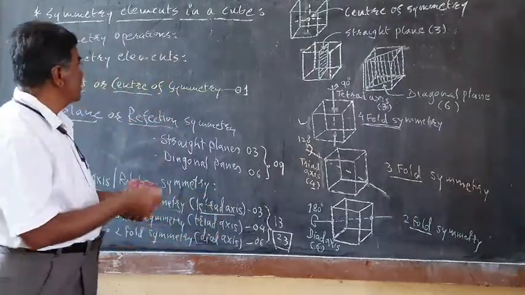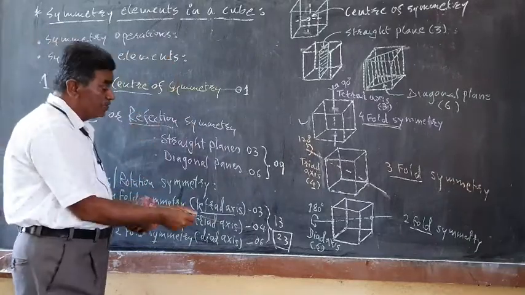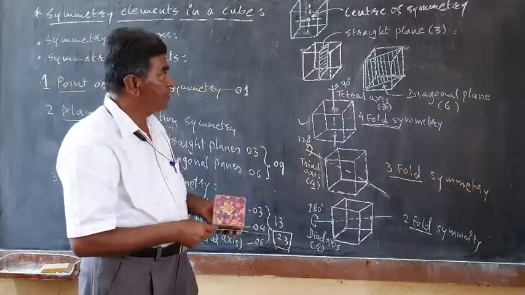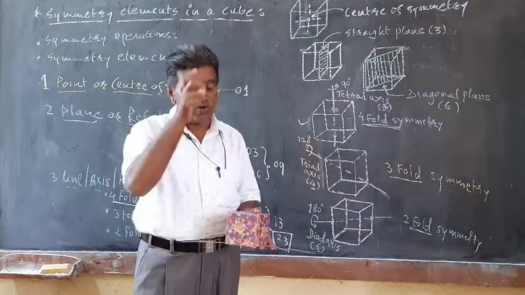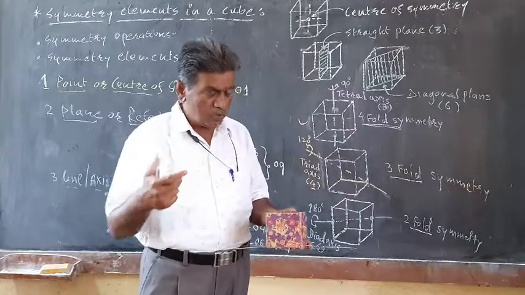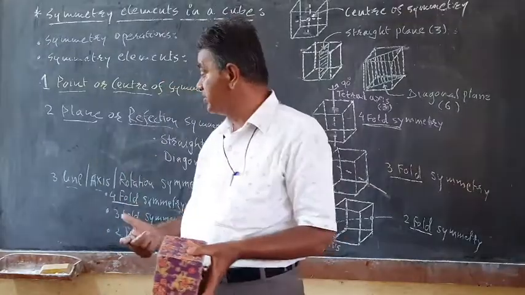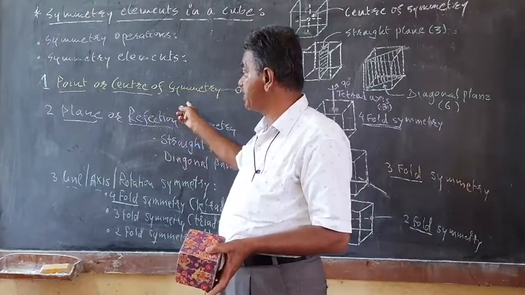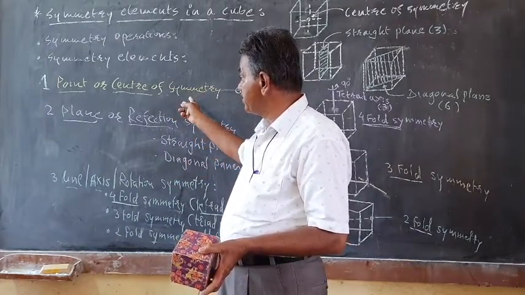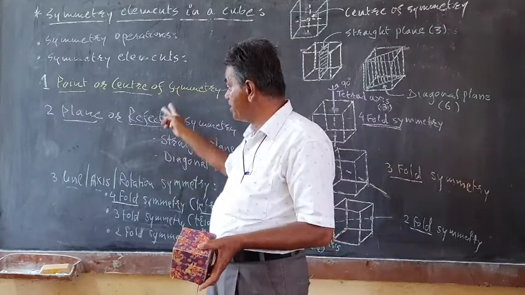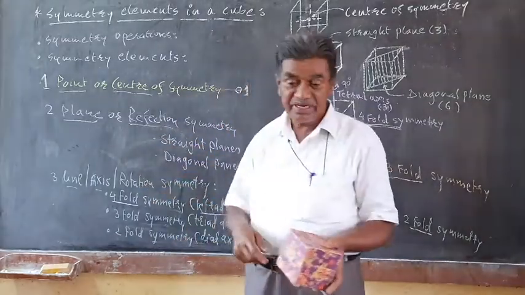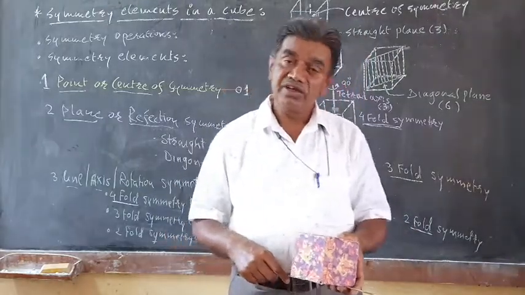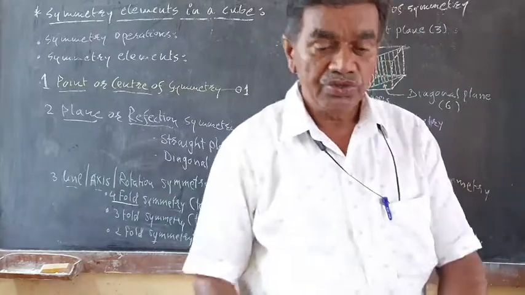Okay. So in case of the symmetry elements in a cube, there are 23 symmetry elements. So today we have seen the important topic of symmetry, what is meant by symmetry operations, what is meant by symmetry elements. Symmetry elements are of three types. So a crystal exhibits the three types of symmetry: point, plane, or line, or axis or rotation symmetry. And in case of the cube, there are 23 symmetry elements observed. Okay, thank you.